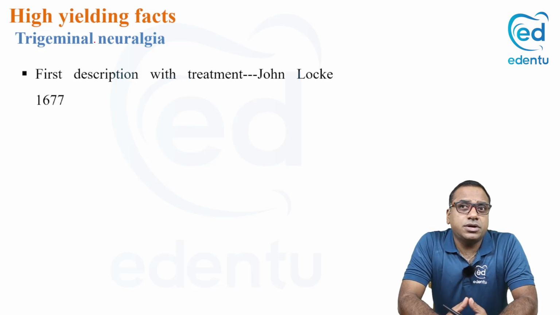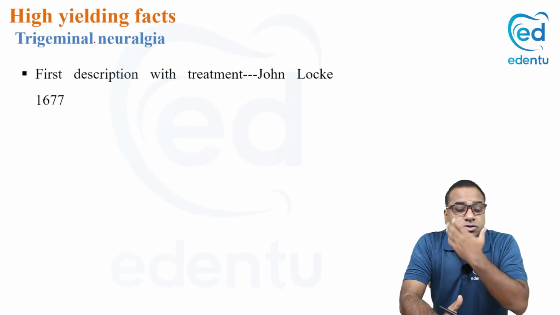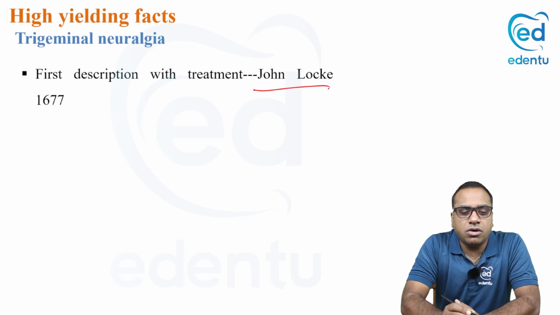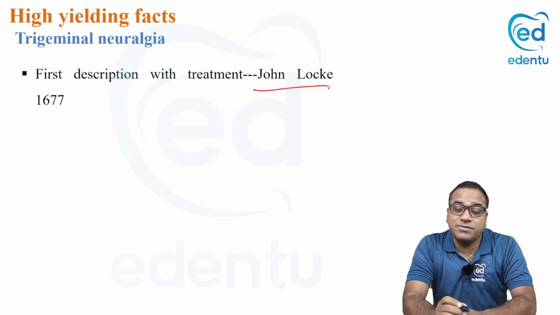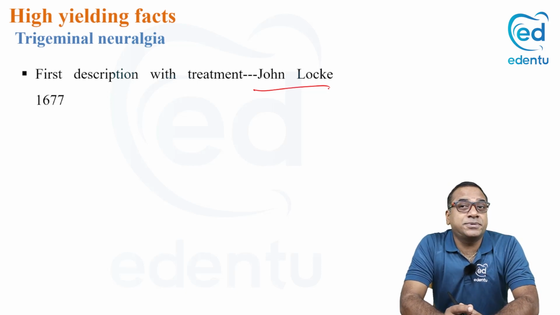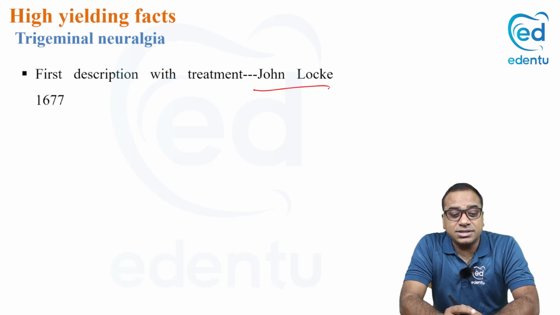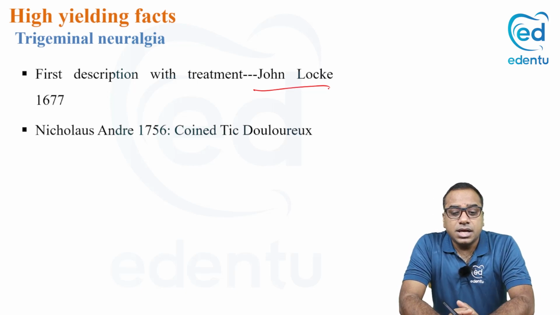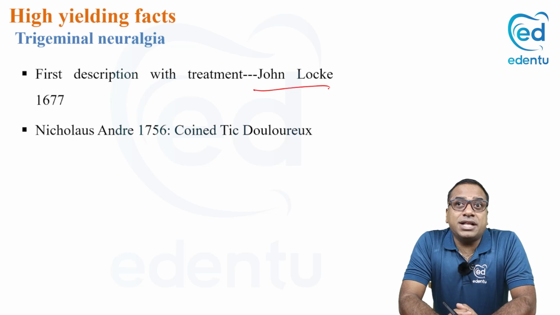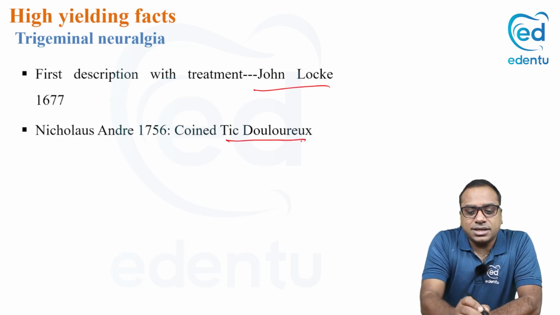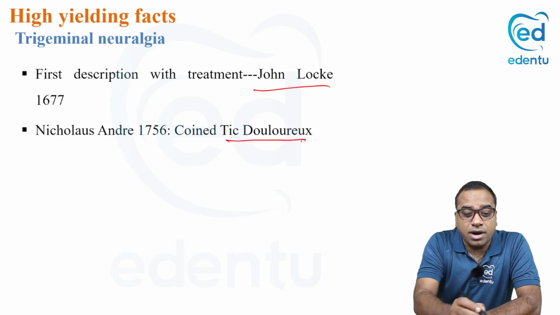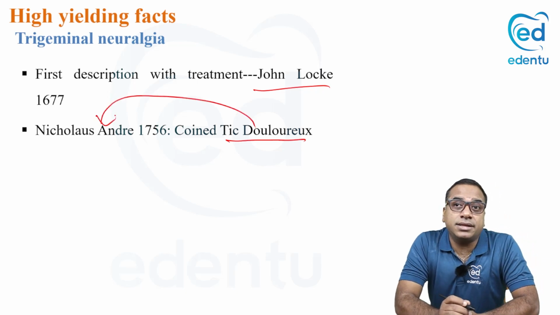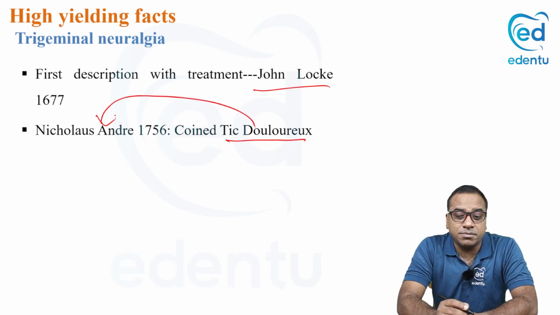So coming to trigeminal neuralgia. The first description with treatment was given by John Locke in 1677, way back. Trigeminal neuralgia is also coined as tic douloureux. Who coined this? Andre, that is Nicholas Andre. So the name of the person, you should remember this.